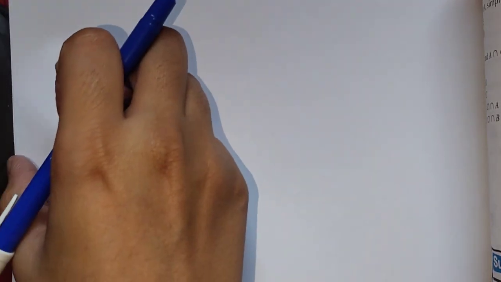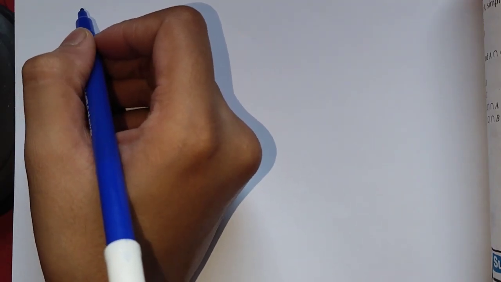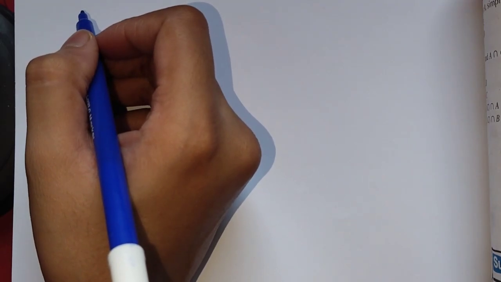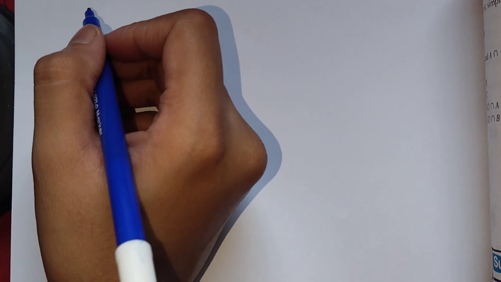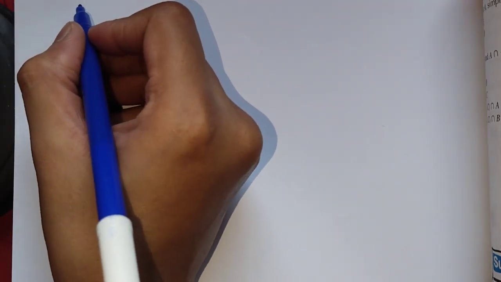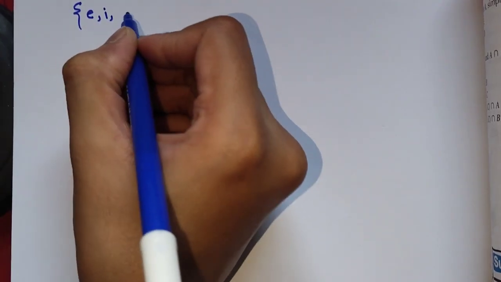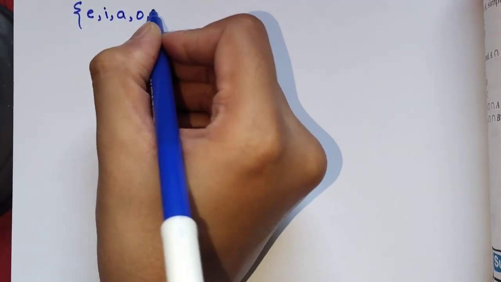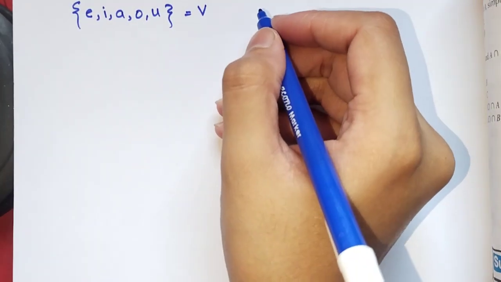First of all, you have to revise some things. A set is a well-defined collection of elements or objects. This is the definition of a set. For example, the set of vowels. You have to write the set of vowels in these brackets. This is the set of vowels represented by V.